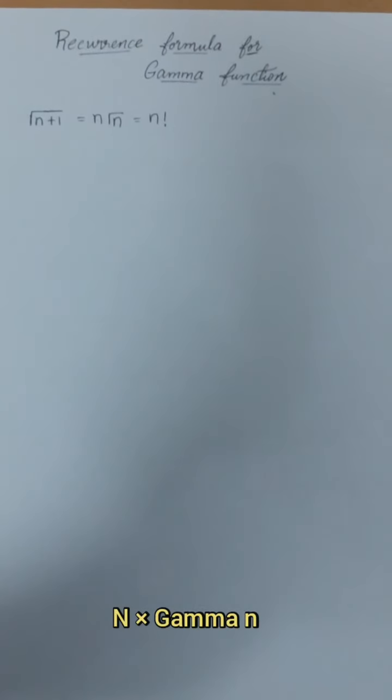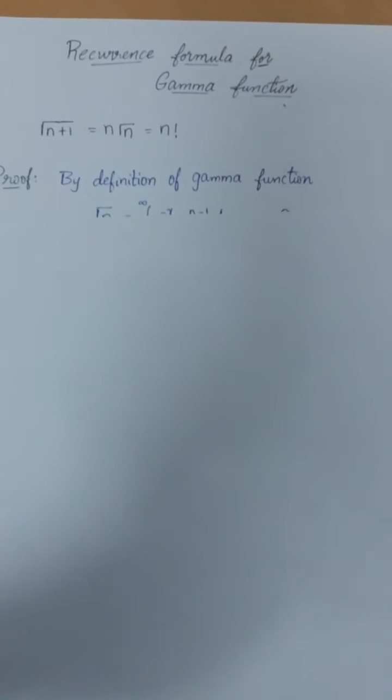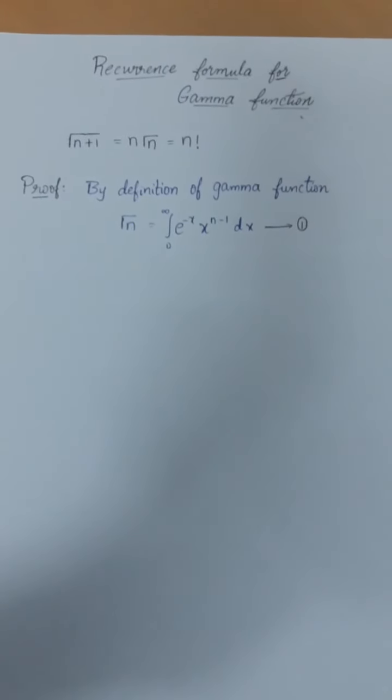Now I'm going to discuss one of the properties of the gamma function called the recurrence formula, which states that gamma of n plus 1 equals n into gamma n equals n factorial. Coming to the proof, we know that by the definition of the gamma function, gamma n is equal to the integral from 0 to infinity of e to the power minus x into x to the power n minus 1 dx.